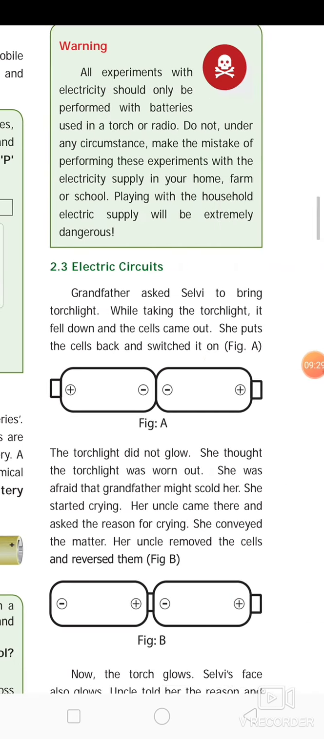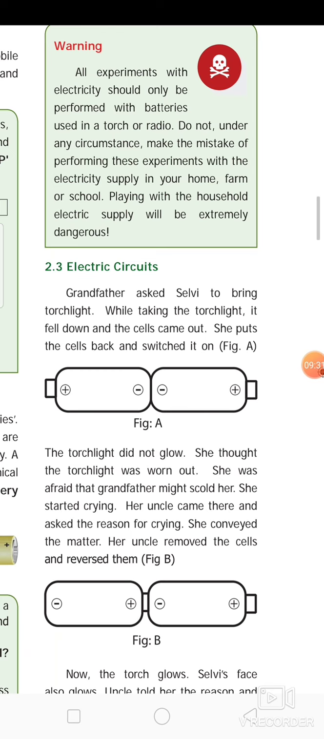Then electric circuit. In the beginning, a conversation takes place between grandfather and Selvi. Grandfather asked Selvi to bring the torchlight. While taking the torchlight, it fell down and the cell came out. She put the cell back and switched it on. The torchlight did not glow. This happens many times at our home itself. Yes, she thought the torchlight was worn out.